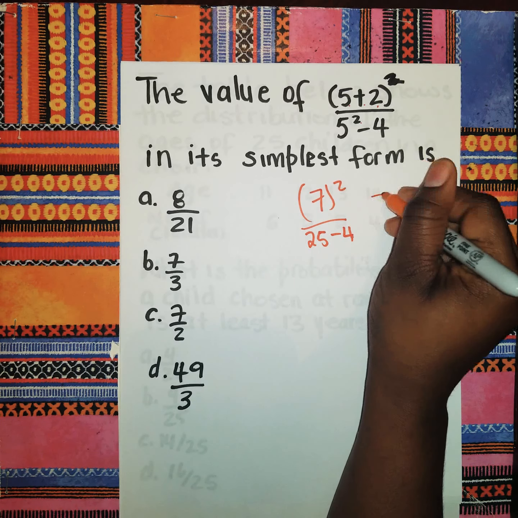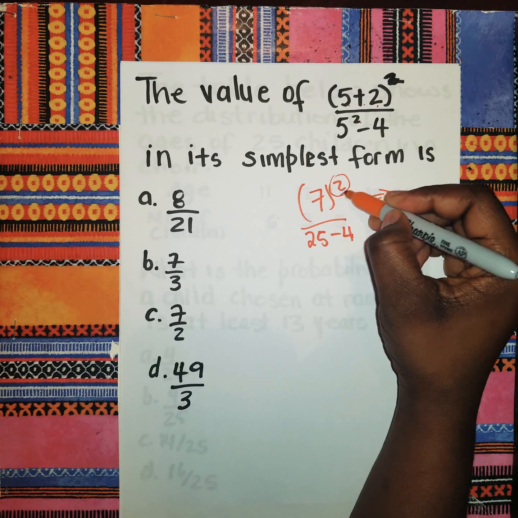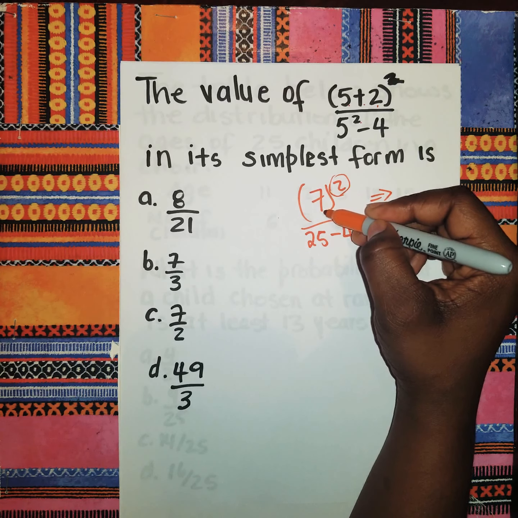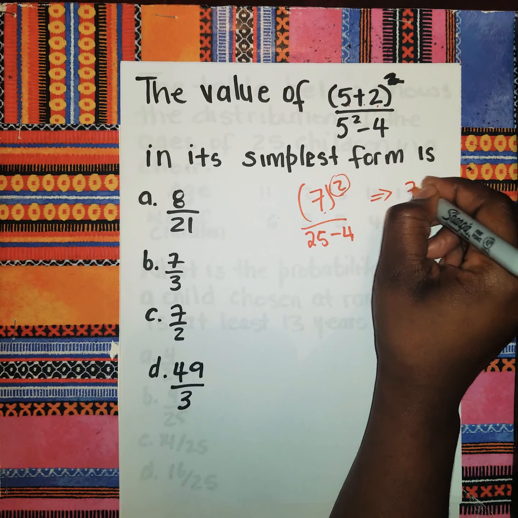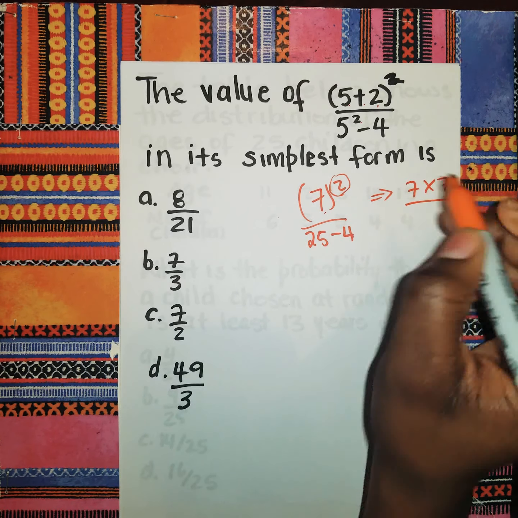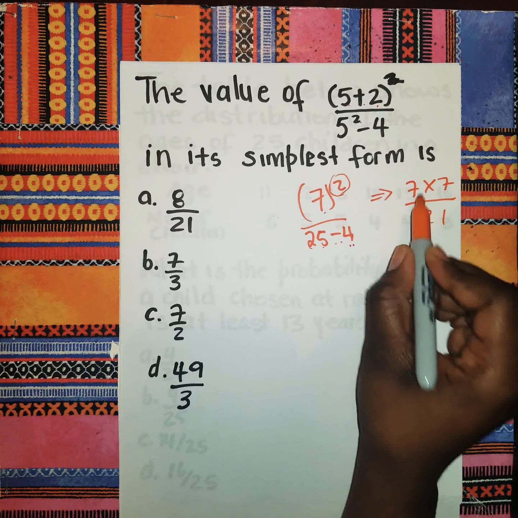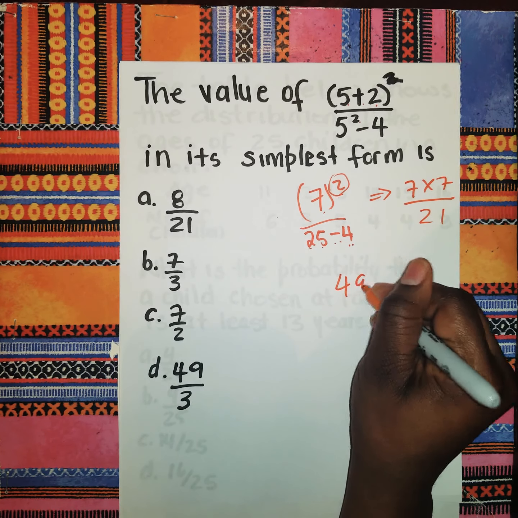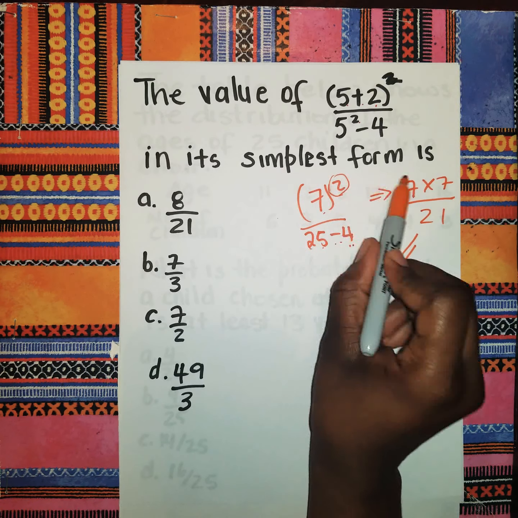So 7 squared, as I told you in the previous question, whatever number you see in the exponent, that's the amount of times you're going to multiply whatever is in the bracket, or you would say the base. So it's going to be 7 times 7 all over 25 minus 4, which is 21. 7 times 7 is 49. So I'm coming down here, all over 21.